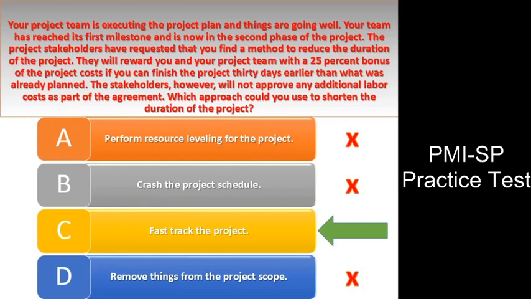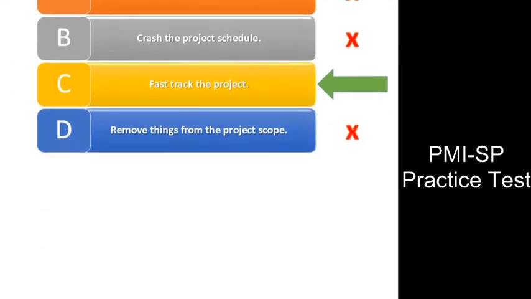Answer option A is incorrect. Resource leveling can actually increase the project duration. Answer option B is incorrect. Crashing can reduce the project duration, but it increases the labor expense, something the stakeholders won't approve.